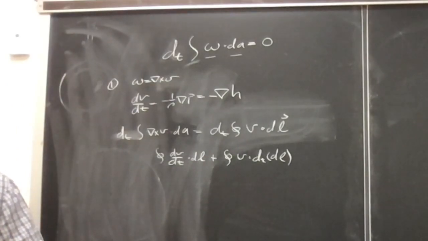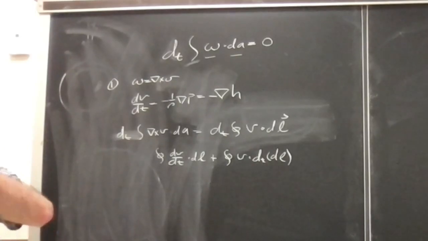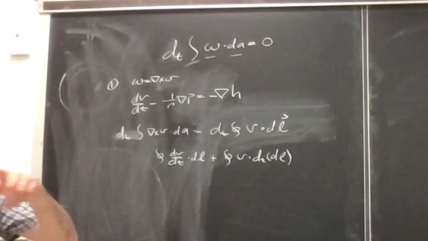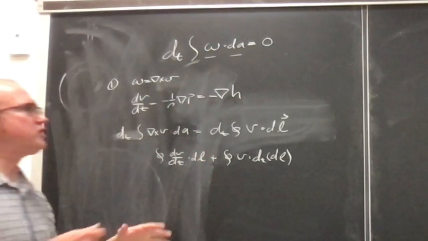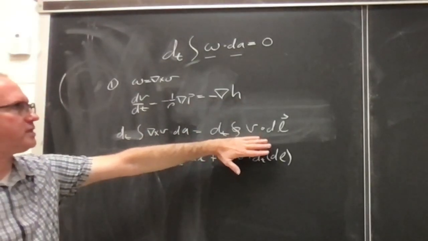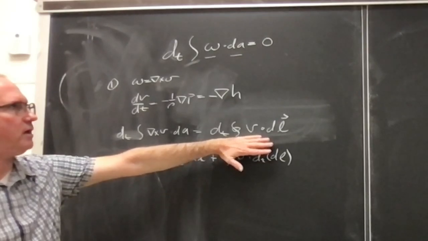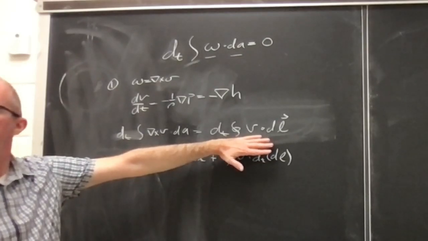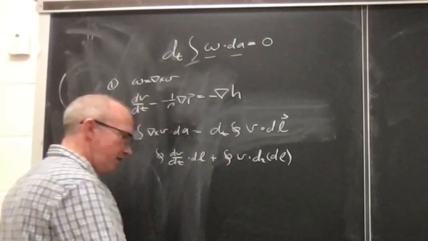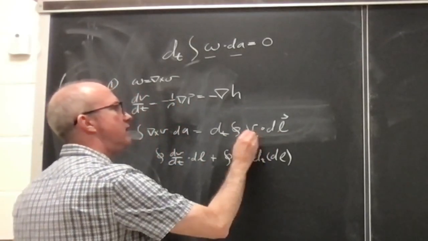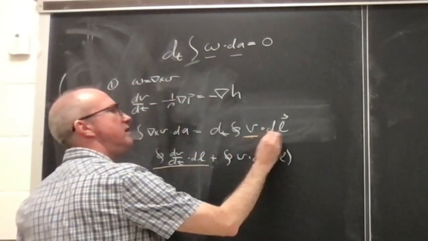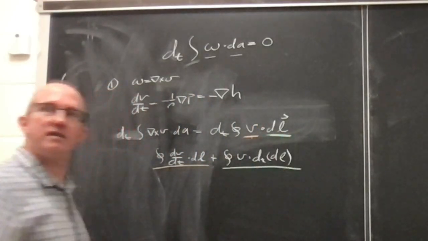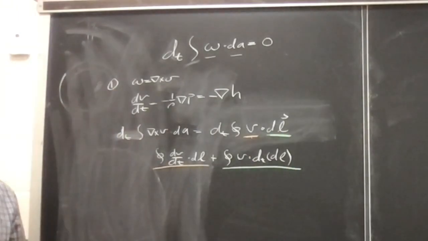You want to say something again, or you got it? Can you get that last? So this is just product rule, you're taking the time derivative. Yeah, so we take the time derivative of this part, and that's this one. And then we take the time derivative of this part, and that's this. Does that make sense?